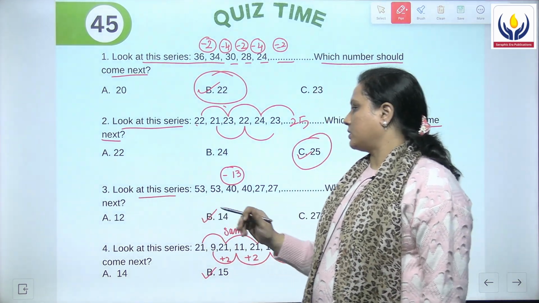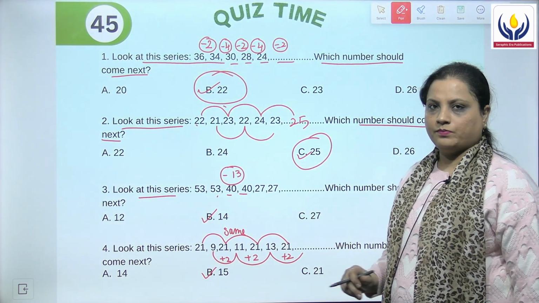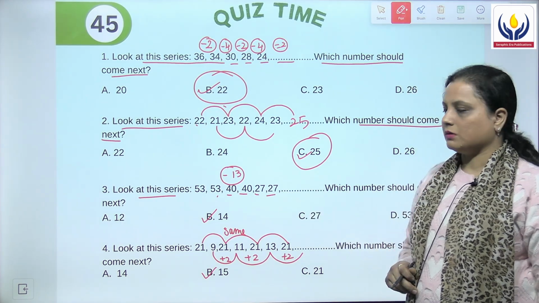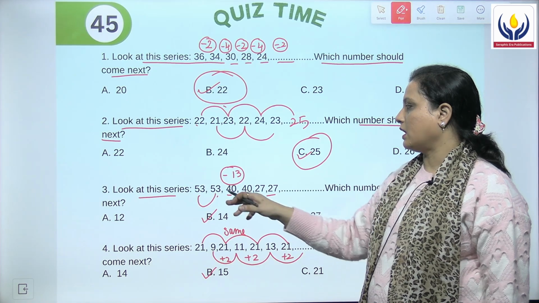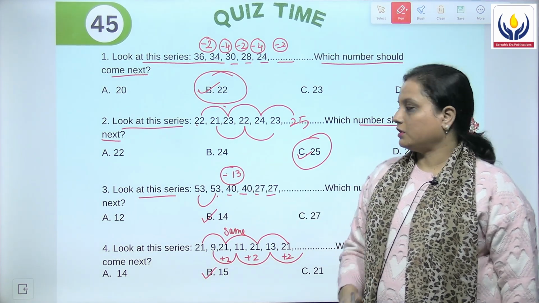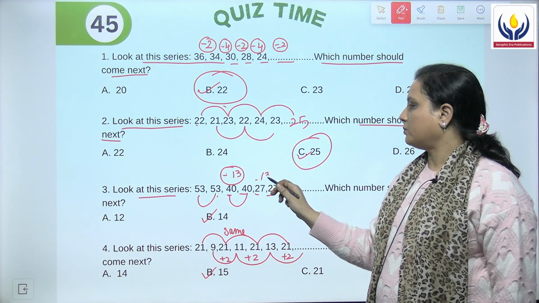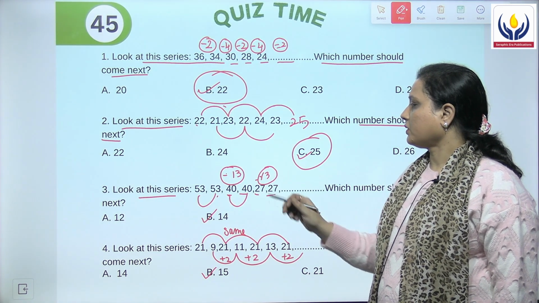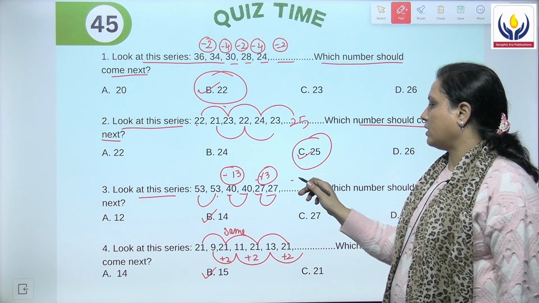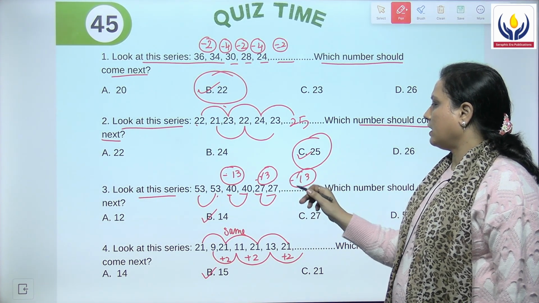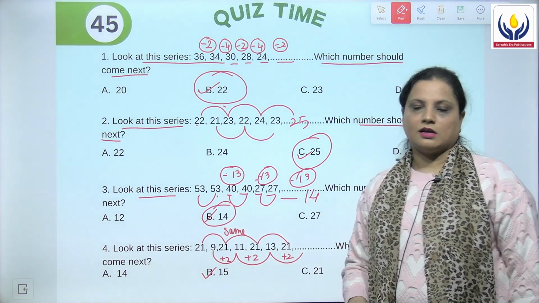Moving on to the third question. They say, look at the series 53, 53, 40, 40, 27, 27. That means after writing the same number exactly, copying the same number, they are subtracting it by 13, then they get 40. Copying the same number, then again they are subtracting 13, they have got 27. Again, by copying the same number, they will now here subtract 13 and they will get the answer as 14. So this is the correct answer.